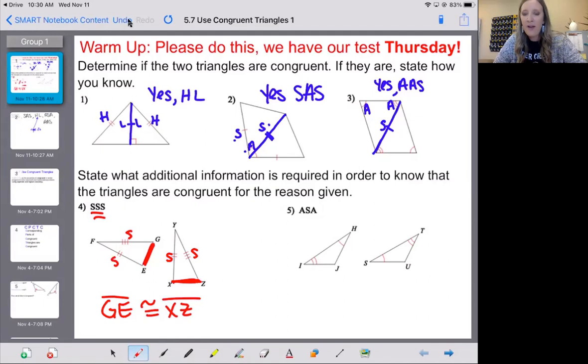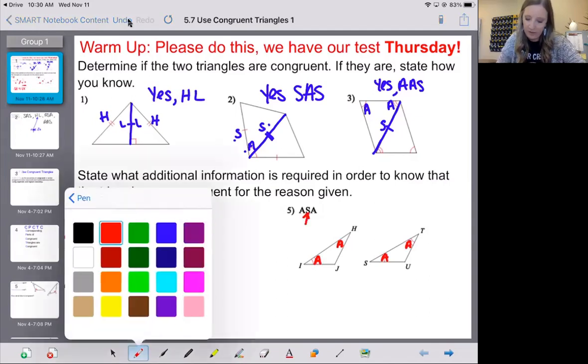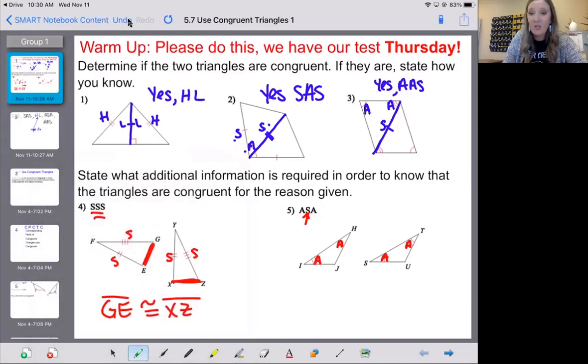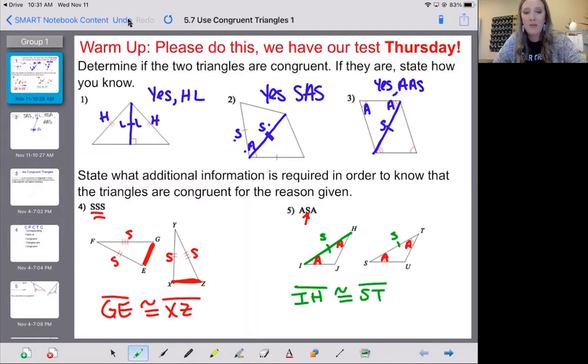All right, on number 5, they want us to use angle, side, angle. I'm going to go ahead and label these with an A. And so, of course, if I'm going to use angle, side, angle, I'm missing the side in between the 2 angles. I'm going to use a different color here. So the side in between the 2 angles would be right here. Okay, so make sure that it does go in order. We would need these sides to be the same. And so IH is congruent to ST. That would be the piece of missing information.